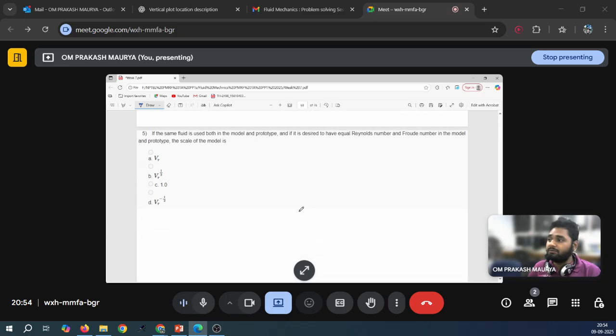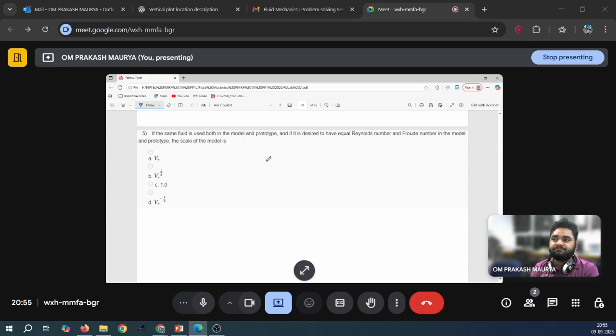Okay, so next question: if the same fluid is used both in the model and prototype, you are going to use the same fluid, water in model and water in prototype also. If it is desired to have equal Reynolds number and Froude number in the model and prototype, the scale of the model is?